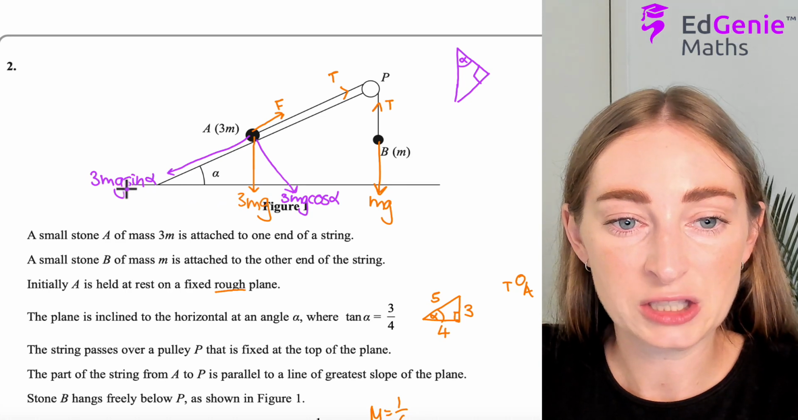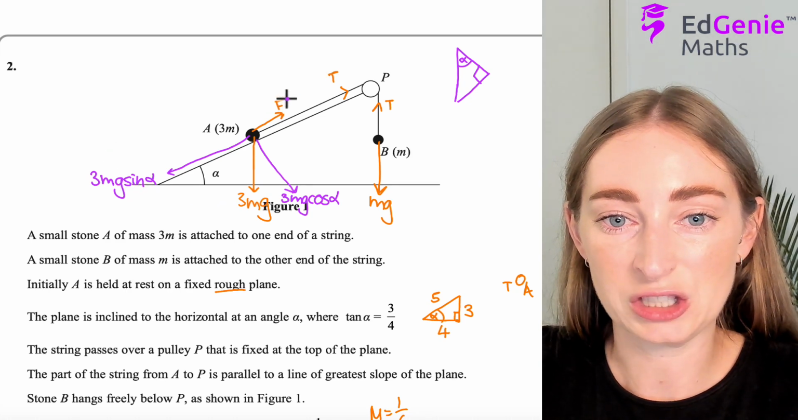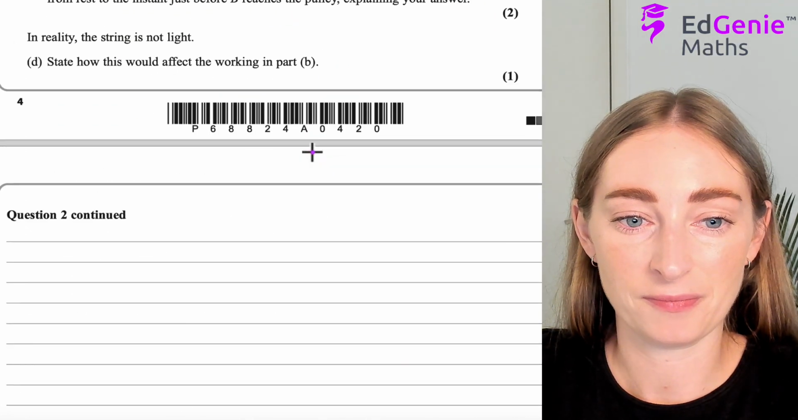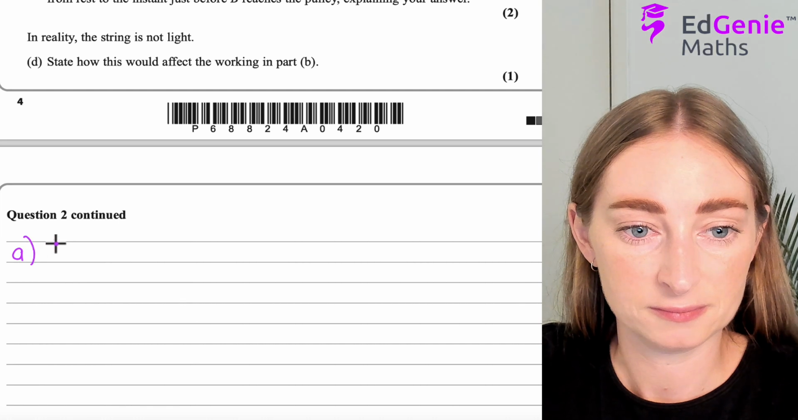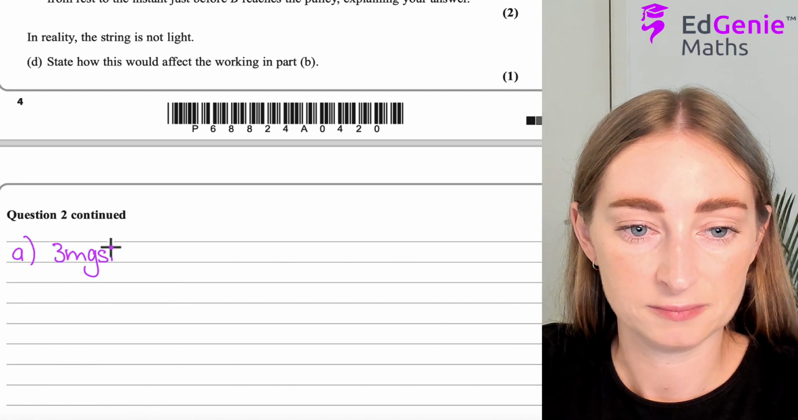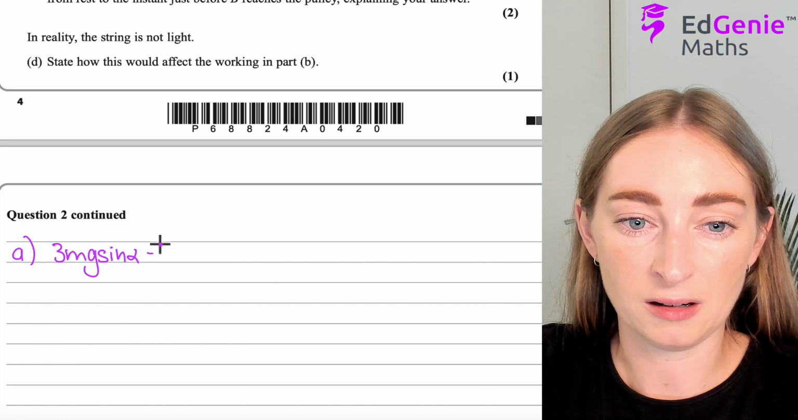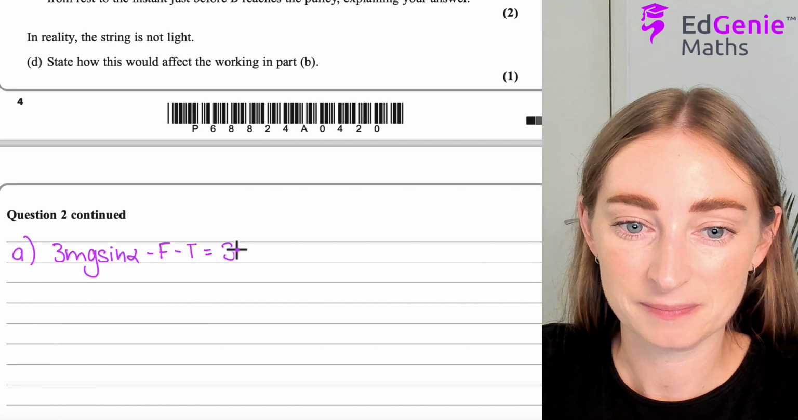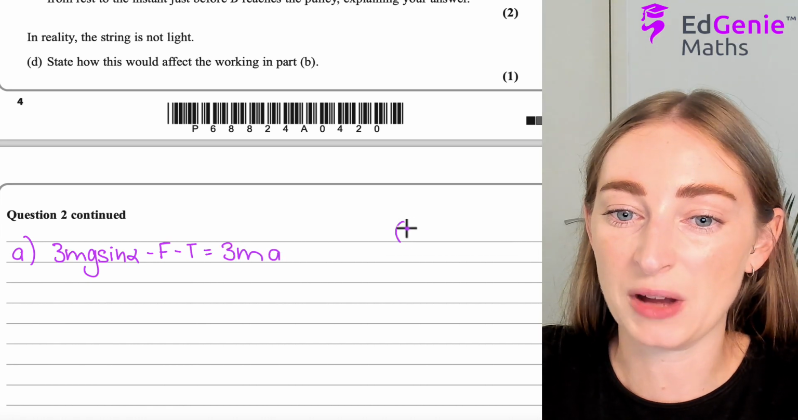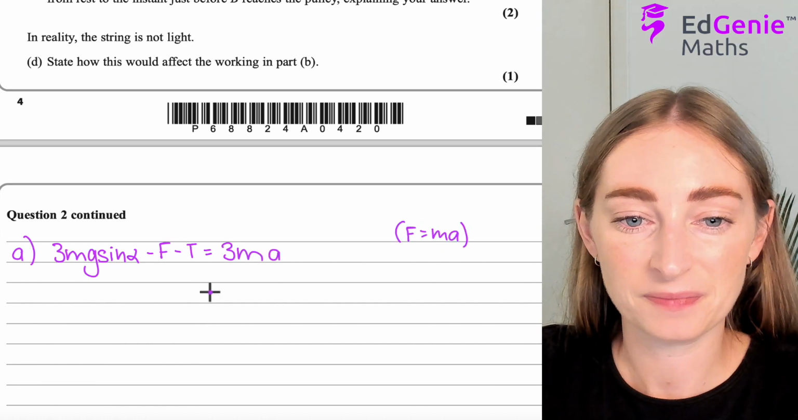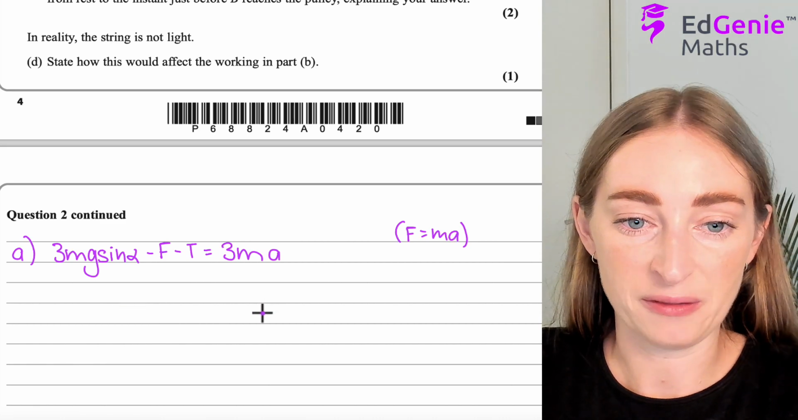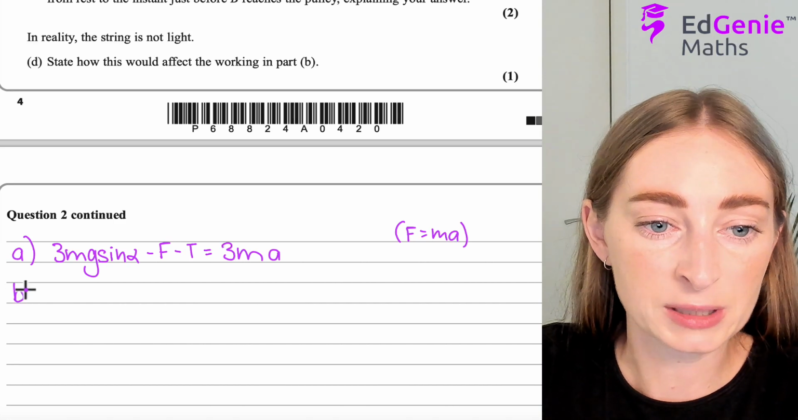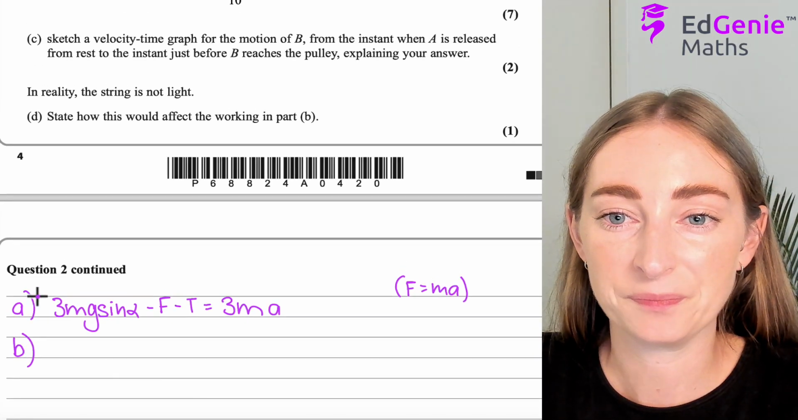Then, so what are we doing? We need to do this force minus these two, and that's going to equal our mass times our acceleration. So minus our friction, minus the tension, and that equals our mass times our acceleration. So that is from your F equals ma. And that's actually all we need to do for the first one. We don't need to figure out what F or T or anything is, so we can just leave it like that, and it was only 2 marks.